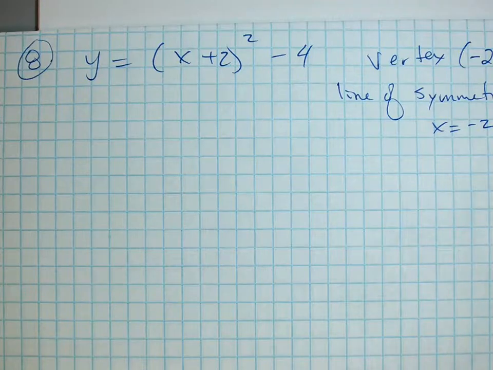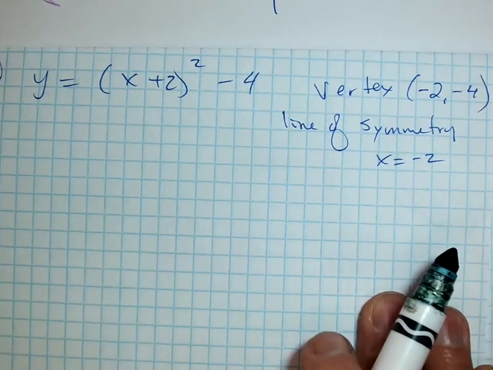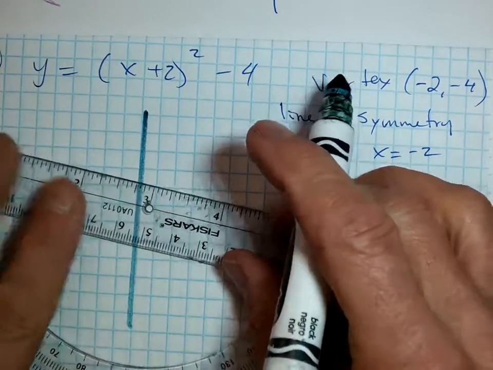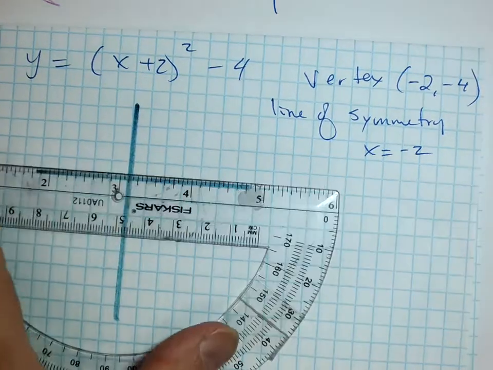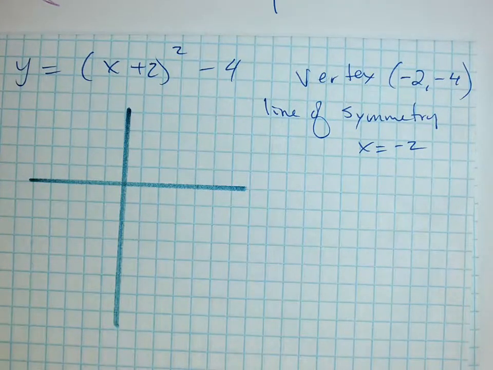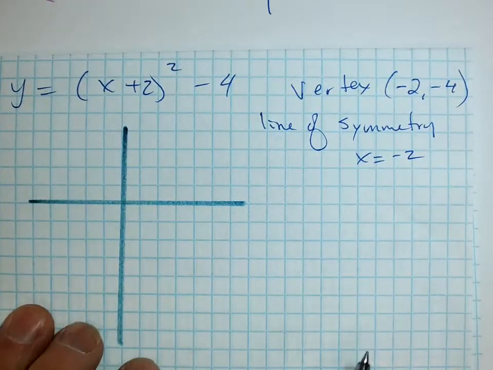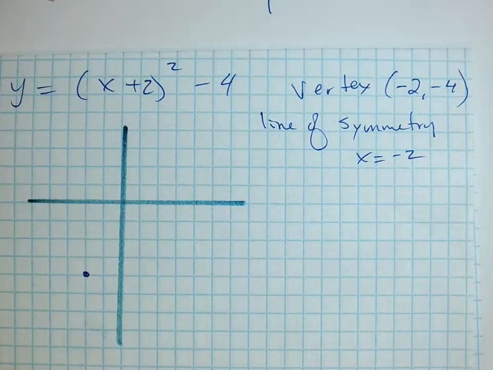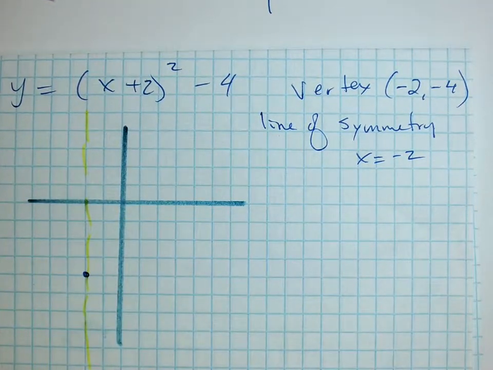So vertex -2, -4. Let me go ahead and draw my xy axis. Oh, can you move it further? I can. How about right there, Katie? There you go. Perfect. Okay, so I'm going to put my xy axis in. Let's see what I know. Vertex is at -2, -4. There's my vertex. I've got a line of symmetry that goes right through the middle.